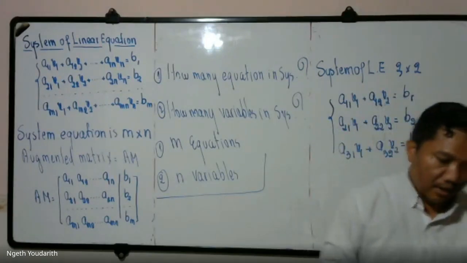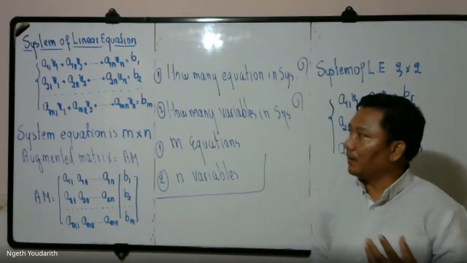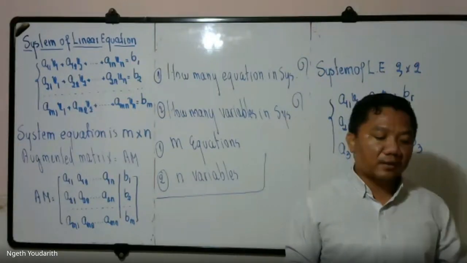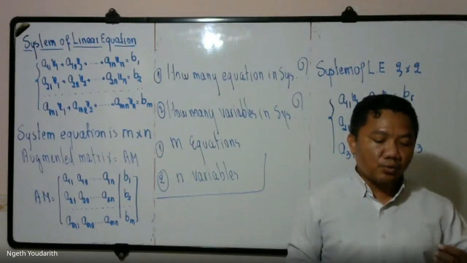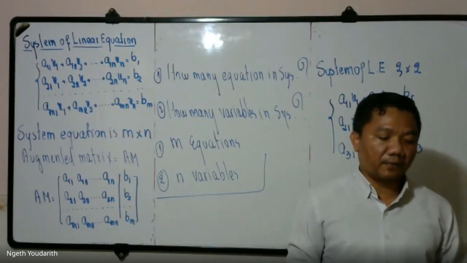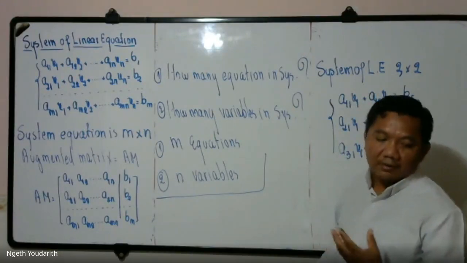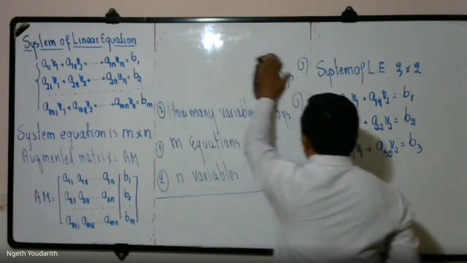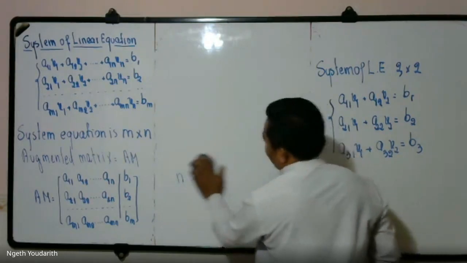Got it. Yeah. So please remember at this point, if you want to solve a system of linear equations, you can convert from our system of linear equations to Am. And then you do row reduction or elementary row operations. You can get the solution of our system of equations.